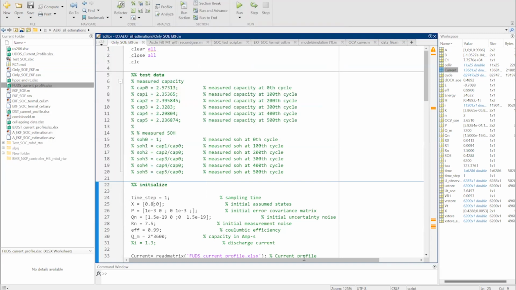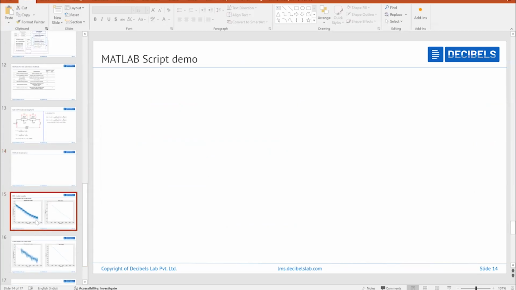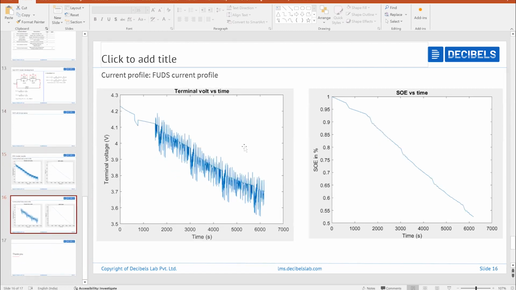Okay, I'll just go back to my PPT. These are some results for the BJ DST current profile, and this is the one which you saw, the FUDS current profile.